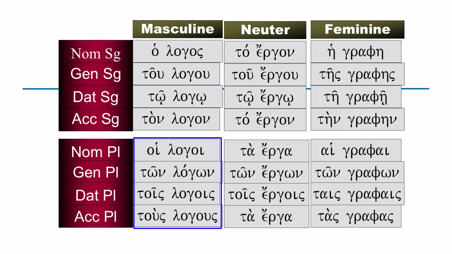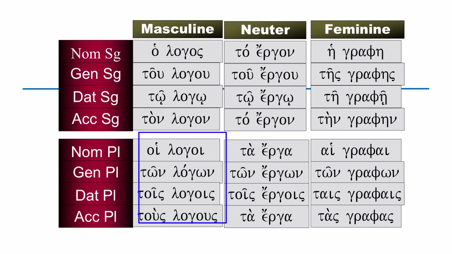Remember, the genitive shows possession. And the dative says tois logois, meaning to the words. Remember, the dative adds the word to, and the genitive adds the word of. So in the genitive, it's of the words, and in the dative, it's to the words. And in the accusative, you have tous logus, meaning the words. And so how you translate the nominative and the accusative is the same, but the way they are written is different. And this same principle applies to the neuter and the feminine genders.